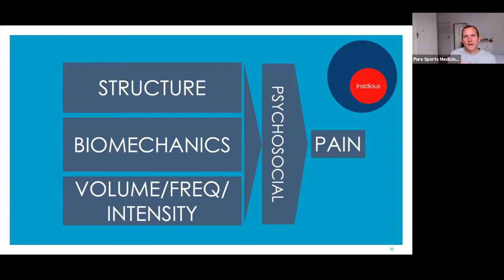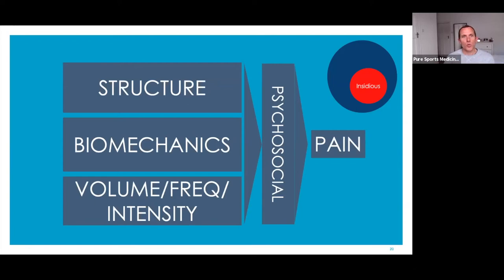This is where, from a history perspective, us listening to you and hearing your story is paramount. It sits above all else. And so what we are listening for, when we listen to the story and then we go on and do our physical examination, is to understand which of these domains, as I've highlighted here, are contributing to your symptoms.